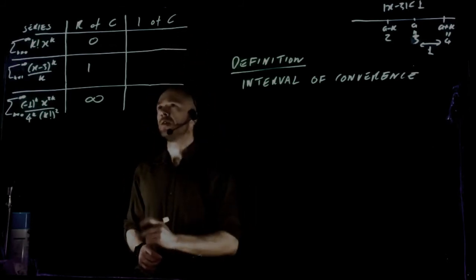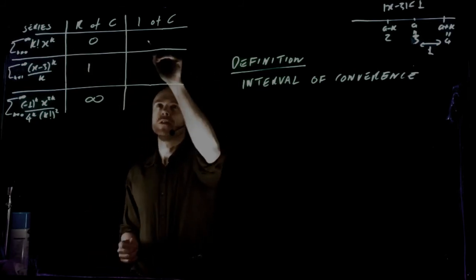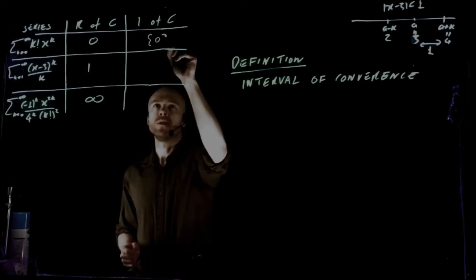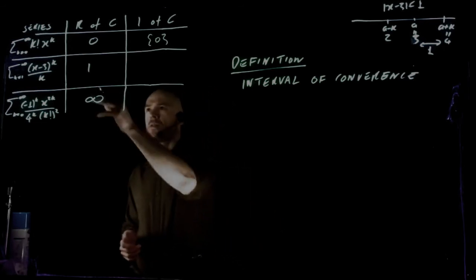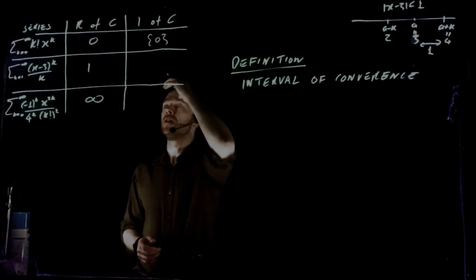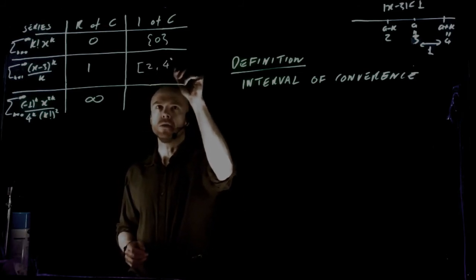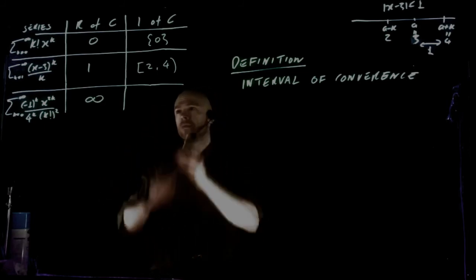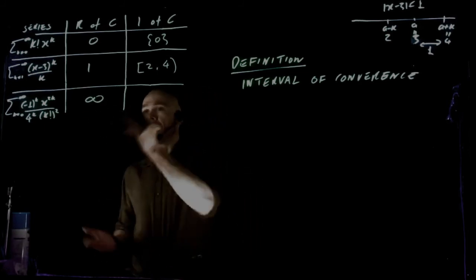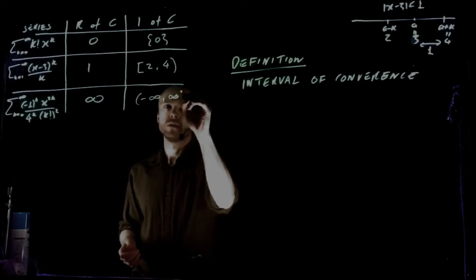And then we have a different story. The set of points where this thing actually converged was just 0. So the interval of convergence is just a single point, 0. That's an interval of 0 length. In this case, we found it would converge if we had this interval 2 to 4, where we include 2 and we don't include 4. That's the interval of convergence. And in this case, it's everything. It's the entire real line. So it's minus infinity to infinity.